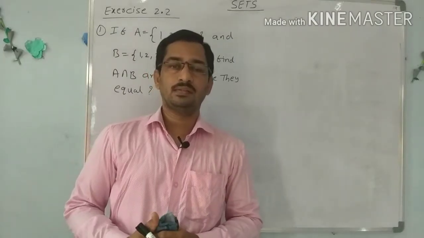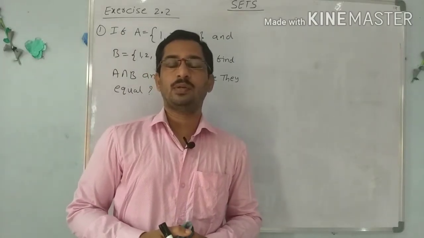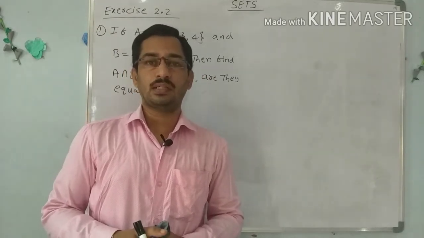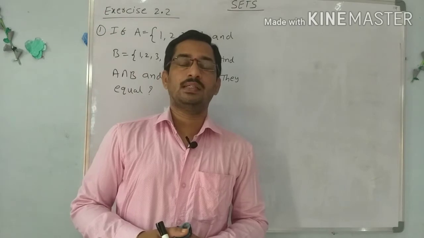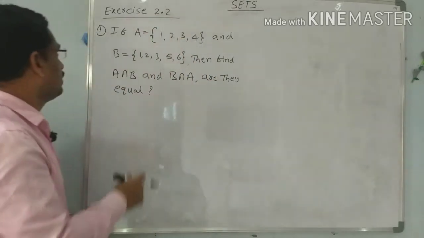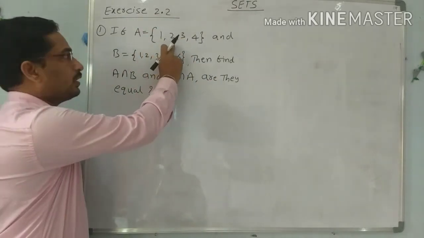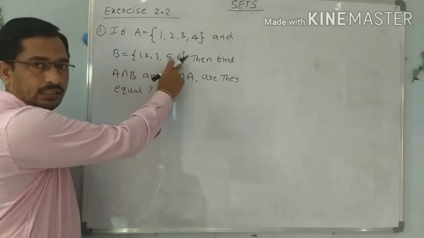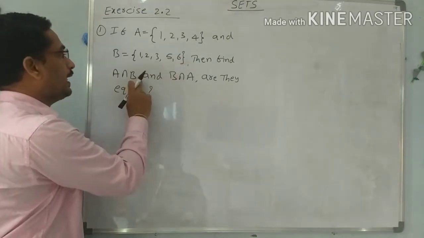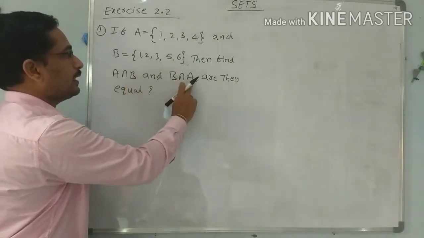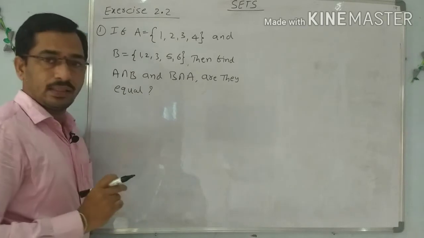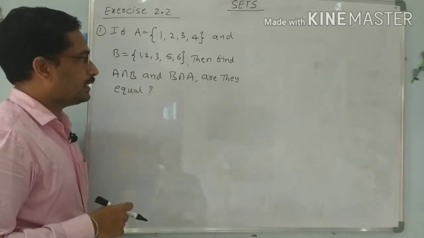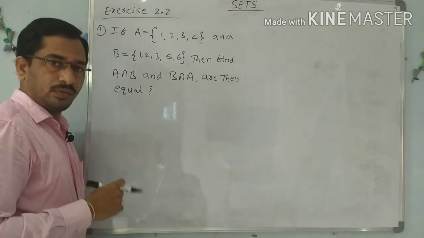Second chapter sets, we completed exercise 2.1 and the definitions related to exercise 2.2 are also completed. Now see exercise 2.2. If A equal to {1, 2, 3, 4} and B equal to {1, 2, 3, 5, 6}, then find A intersection B and B intersection A. Are they equal? So find first A intersection B and then next B intersection A, then find the result.